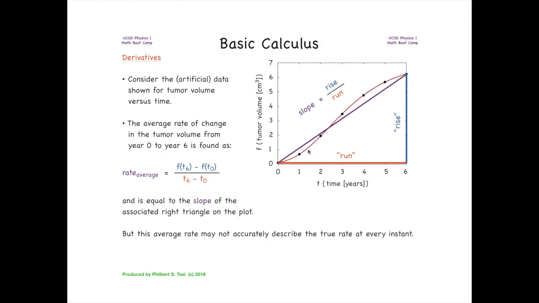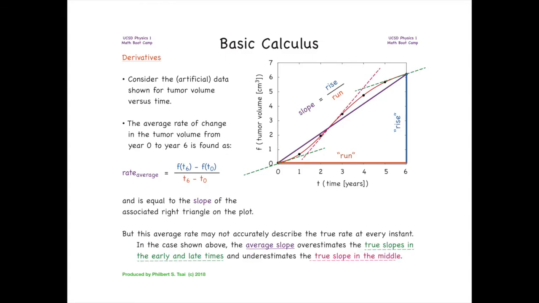But as you can see, the average rate, which is the slope of this large right triangle, may not accurately reflect the true rate at every instant, as drawn here in this orange curve. In this case, the average slope overestimates the true slope at both the early times and the late times, where you can see the purple hypotenuse has a much higher slope than the local slopes shown in the dashed green line. At the same time, we see that the average slope in this plot underestimates the local true slope in the intermediate years.